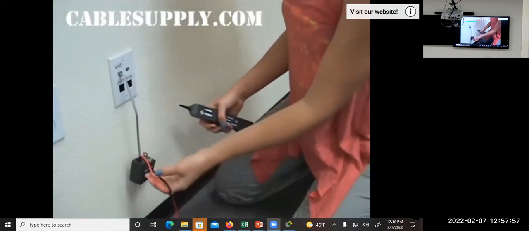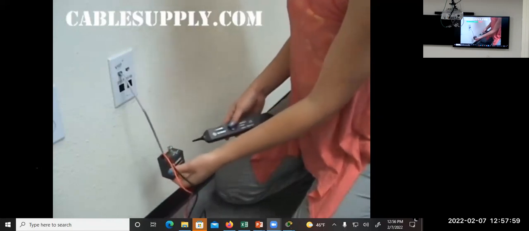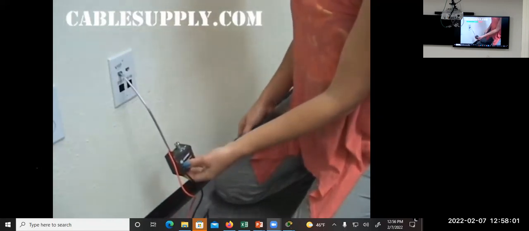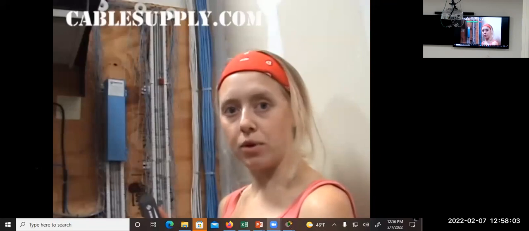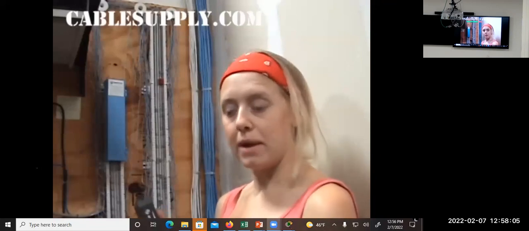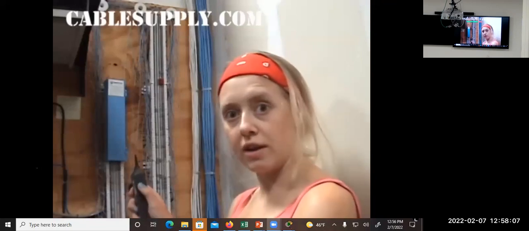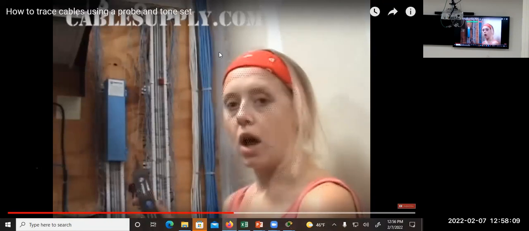Now go to where your cables are located in the other part of the building. Here we are at the backboard in the wiring closet. Make sure that your probe is turned on and the volume is up. In the data center, you have the bundle cable, right? Many of them, so you don't know which one is connected to the jack. That's why the tone and probe are very helpful here.